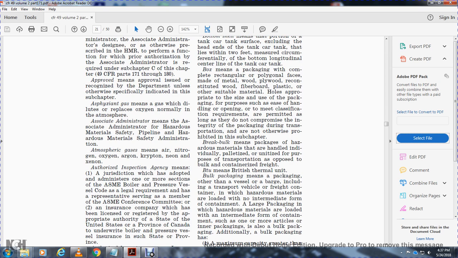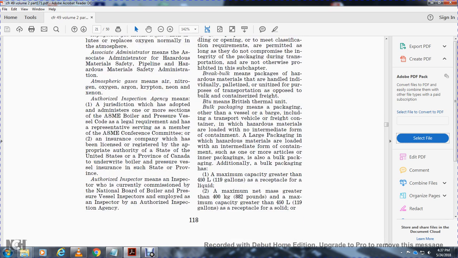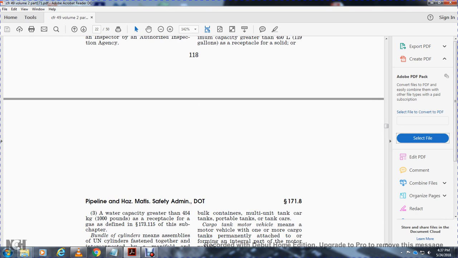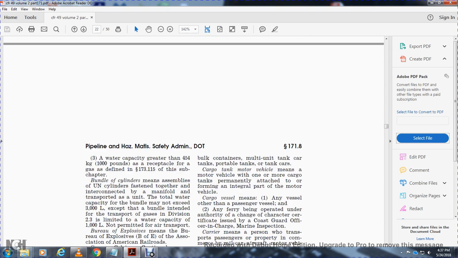BTU means British Thermal Unit. Bulk packaging means a packaging, other than a vessel or a barge, including a transport vehicle or freight container, in which hazardous materials are loaded with no intermediate form of containment. Bulk packaging has a maximum capacity greater than 450 liters or 119 gallons as a receptacle for a liquid; a maximum net mass greater than 400 kilograms or 882 pounds, or a maximum capacity greater than 450 liters or 119 gallons, as a receptacle for a solid; or a water capacity greater than 454 kilograms or 1,000 pounds as a receptacle for a gas, as defined in 173.115 of this subchapter.